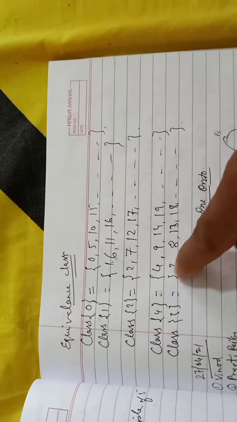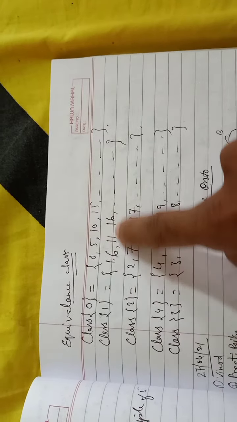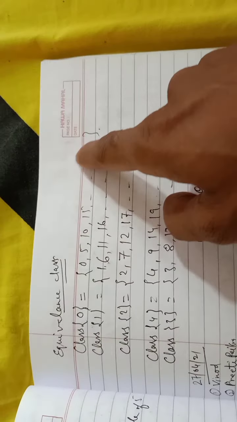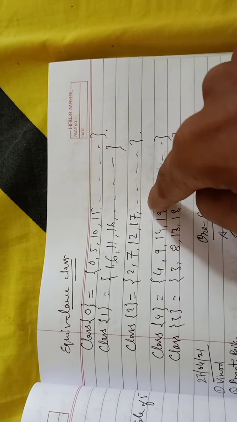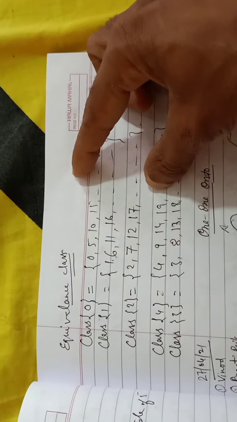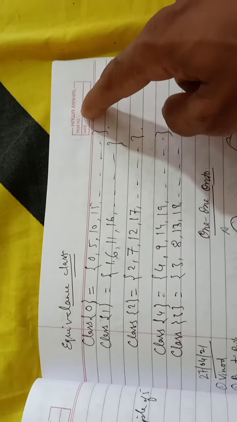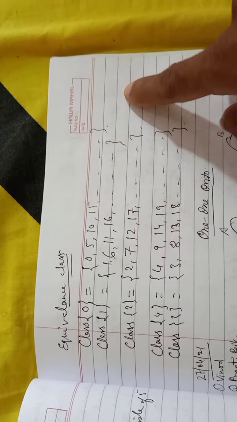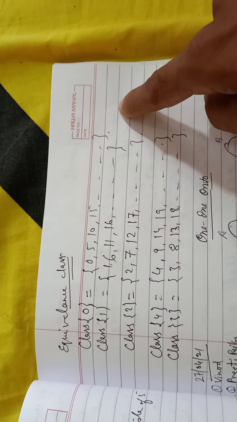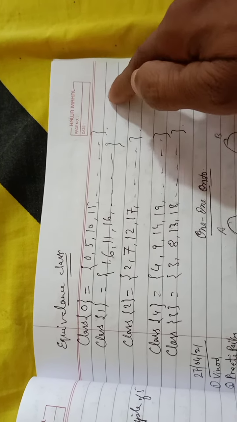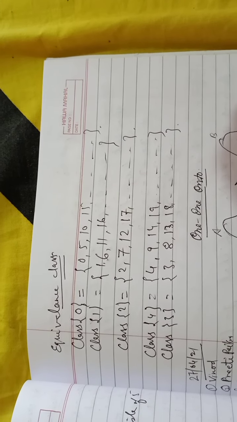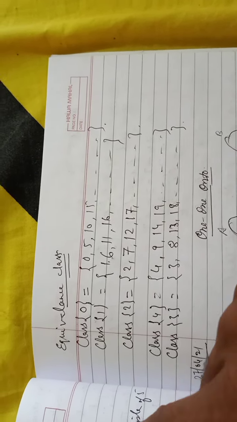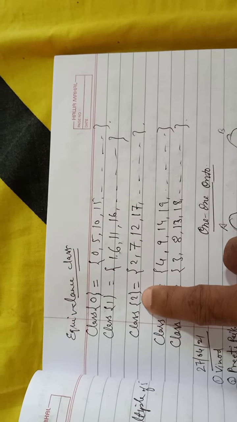These are disjoint; no element is common. Therefore they are called equivalence classes. If we join all the equivalence classes, they must give the set of integers. So every equivalence relation divides the set into disjoint sets, and those disjoint sets are called equivalence classes.